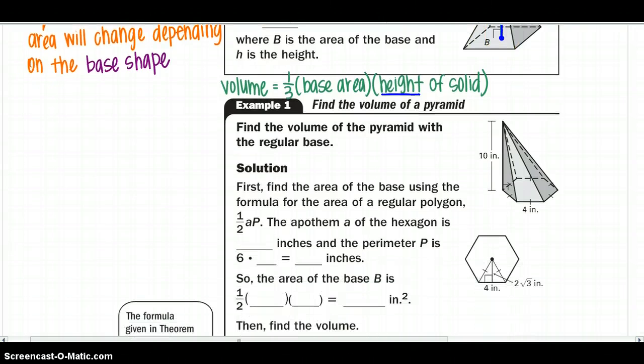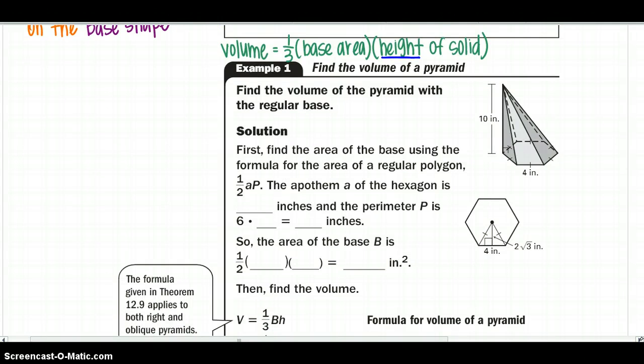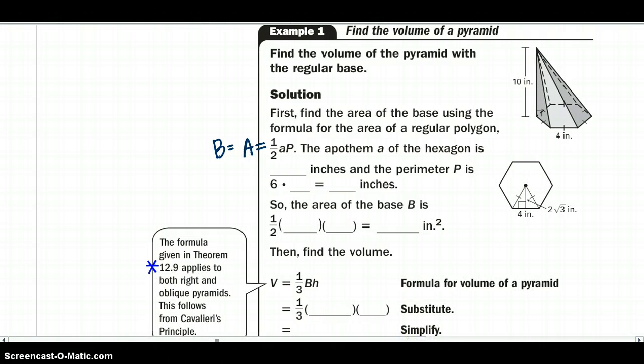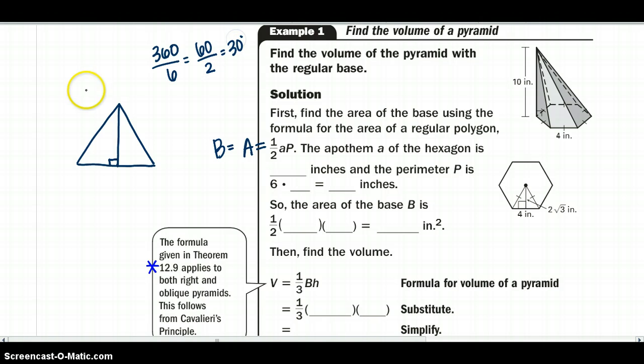All right, so looking at example 1, finding the volume of our pyramid, and notice that it isn't necessarily a right pyramid, but using our Theorem 12.9, this formula will apply to both right and oblique pyramids. So first we need to find the area of the base using the formula that we used in the last chapter. Since it is a hexagon, we know it has 6 sides. So our area, or our big B, we're going to use 1/2 the apothem times the perimeter. And just refreshing our memory on how we find that, our first step is to find our angle. So 360 divided by the number of sides, 6, would give you 60, divided by 2 would give you a 30-degree angle up top here.